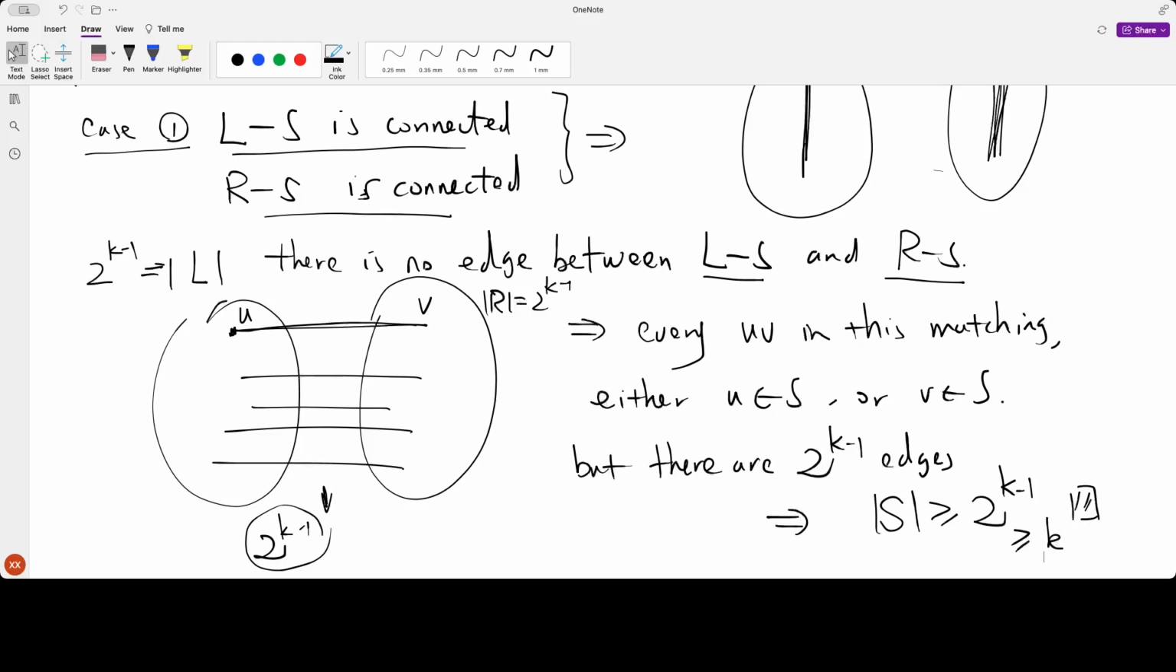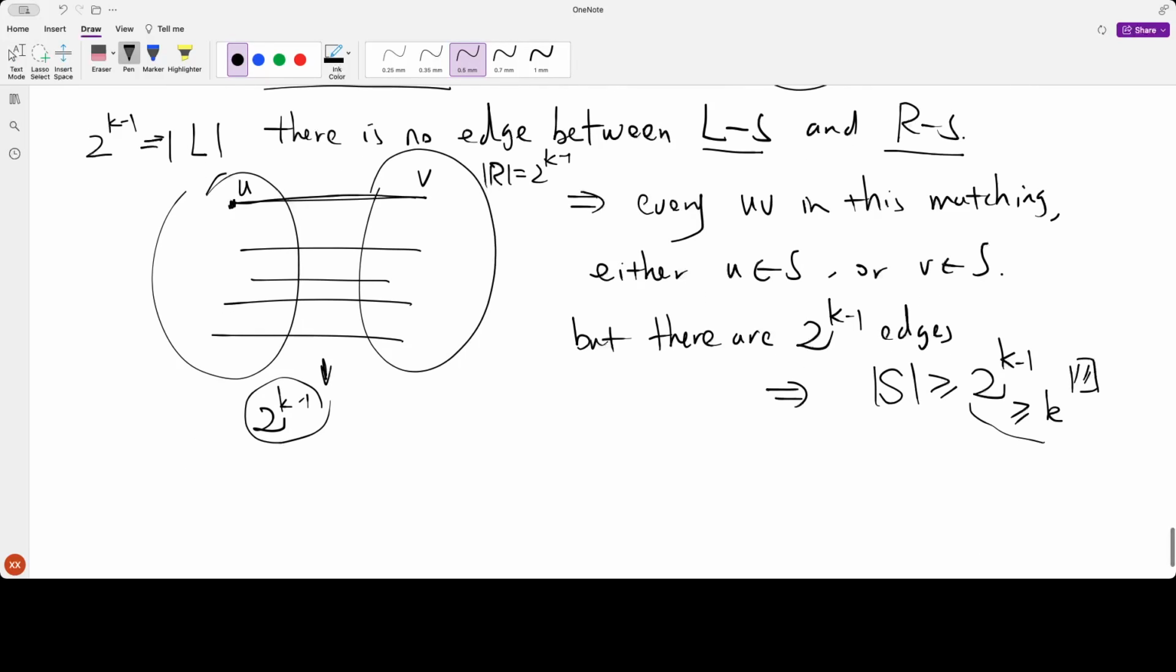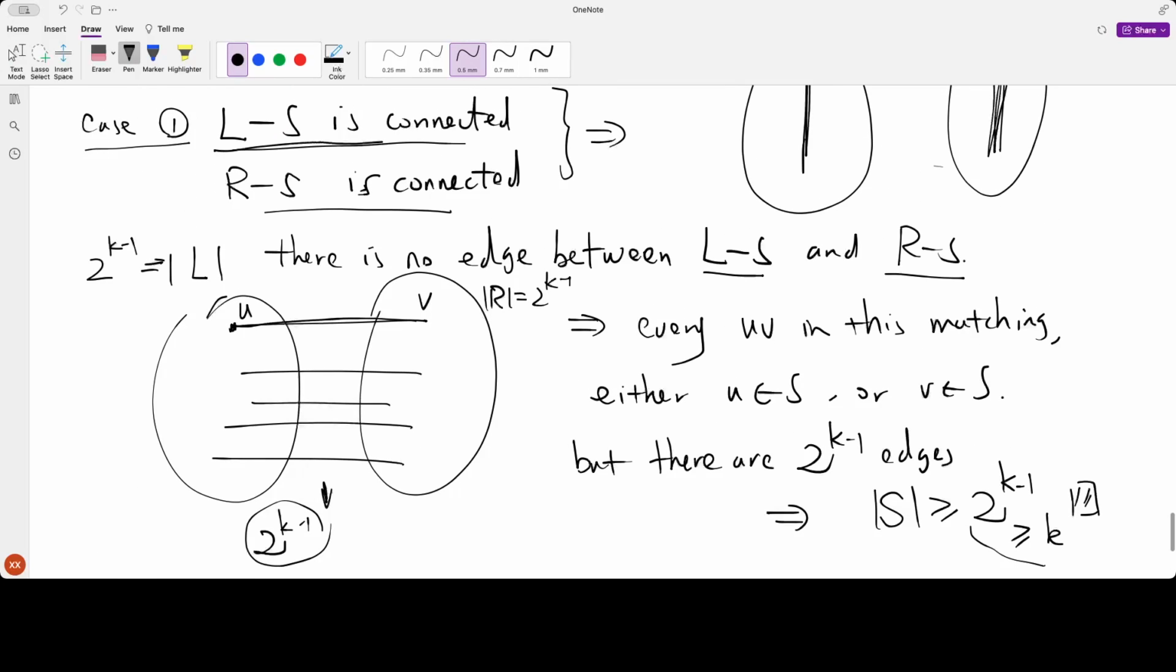So in the first case, the size of S is at least k, 2 to the power of k minus 1 is very large. This is greater than k. 2 to the power of k minus 1 is greater or equal than k. And then, so this is only one case. And case 2, we discussed that at least one part is disconnected.